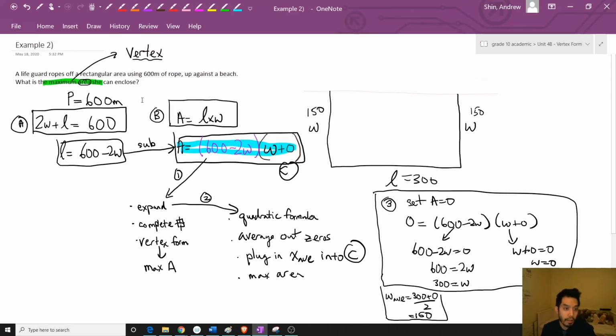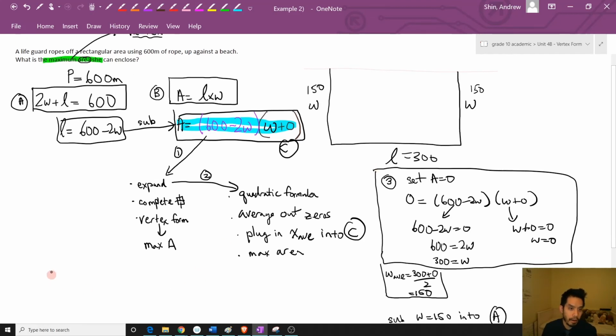Okay, and so now they want us to find the maximum area. So max area, we go back to this equation. So go back to equation B. Area is equal to 300, which is the length, times the width, which is 150. And that is going to be 45,000. I can count zeros. It's 45,000. And so now this is a word problem.